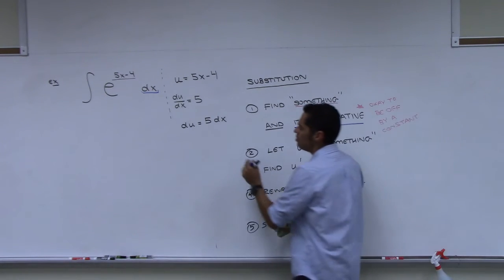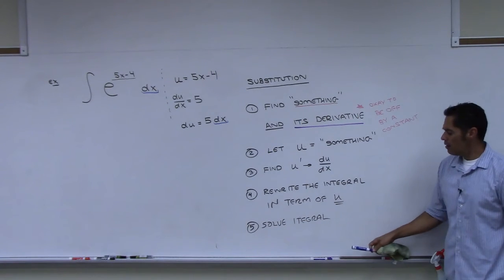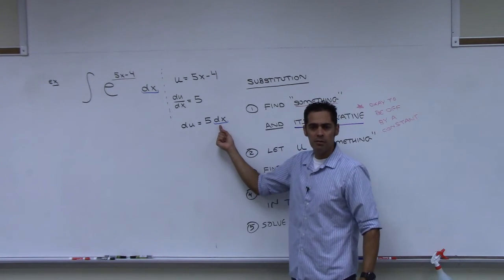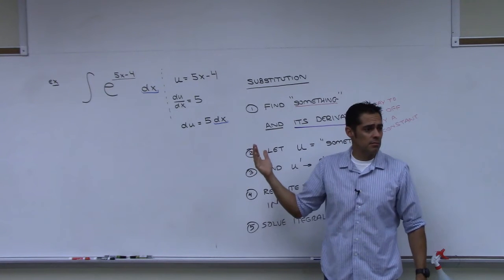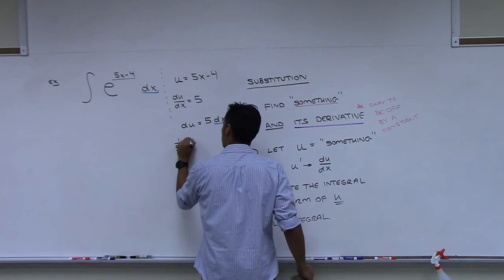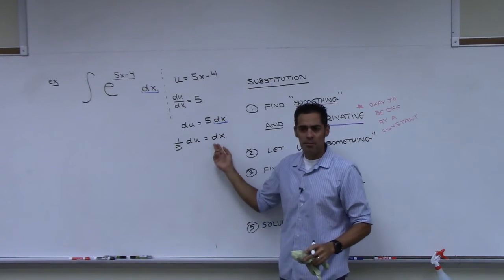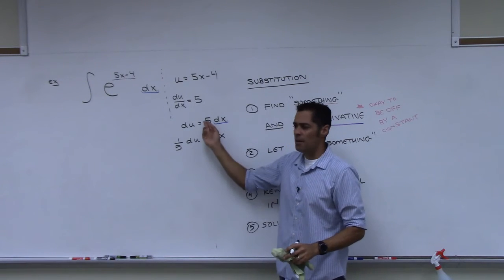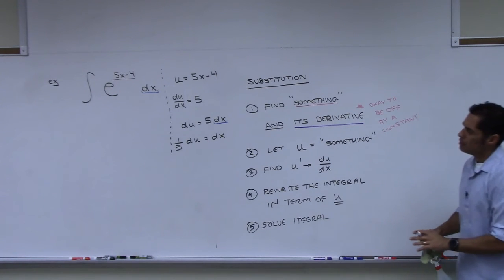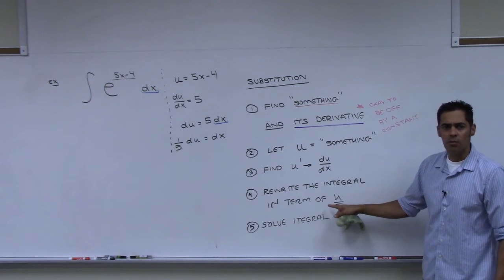So what I'd like for us to do here is get that dx by itself. How could I get that dx by itself in that little equation right here? What could I do to get that dx by itself? Divide both sides by 5, right? Yes? So I'm going to write it a different way. I'm going to actually multiply both sides by 1/5, which has the same effect, right? Dividing by 5 is the same as multiplying by 1/5. So this is the same as this, right? At this point, we should be able to rewrite the integral in terms of u.